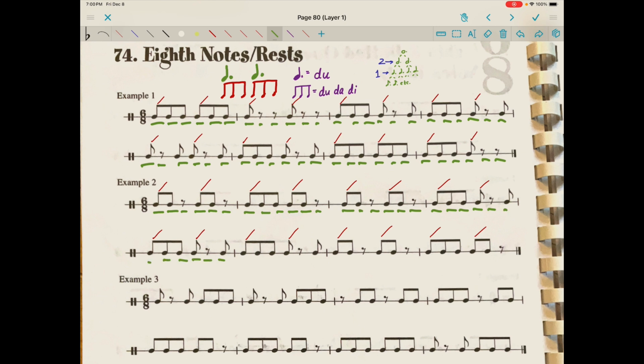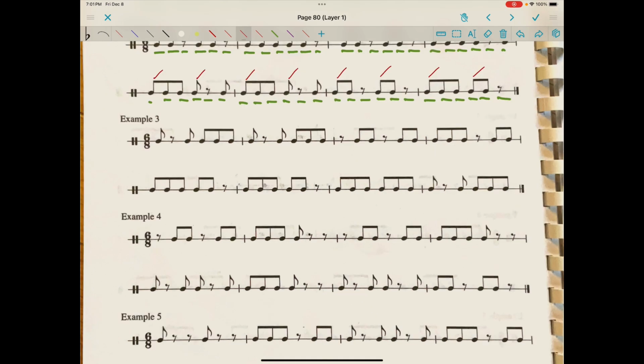dee-do-da-dee-do, dee-do-da-dee-do, dee-do-da, do-da, do-da-dee-do-da. Moving on to example 3, again, we're going to mark in our big beats, our dotted quarter note beats. So our first do falls here, 8th note, 8th rest, 8th note, complete that beat.